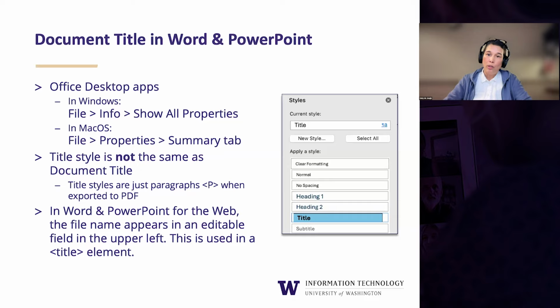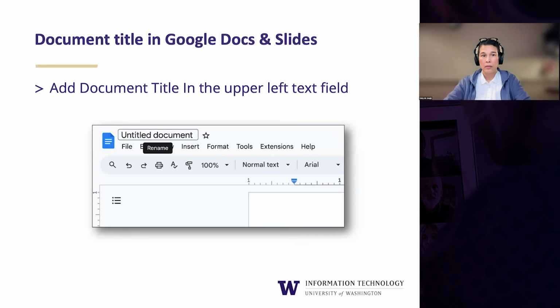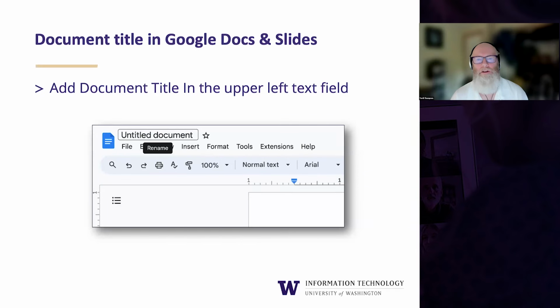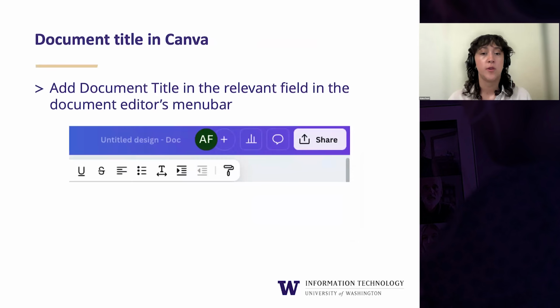In Word and PowerPoint for the web, the title comes from the editable field in the upper corner of the screen, and that is used as the title element for PowerPoint or Word for the web. Okay, in Google, I can add a document title in the upper left text field, and so pretty straightforward process. Canva's similar. You can add your document title in the relevant field in the document editor's menu bar up at the top. It's located on the right side in Canva instead of the left side, like it is in Google.